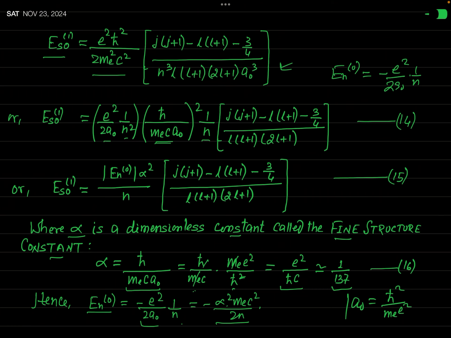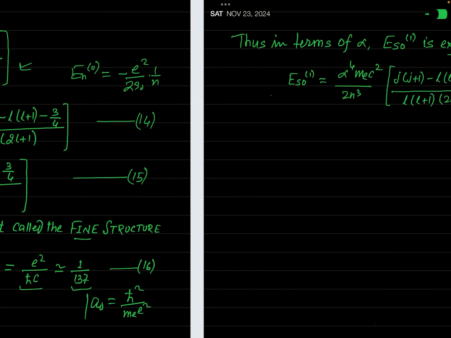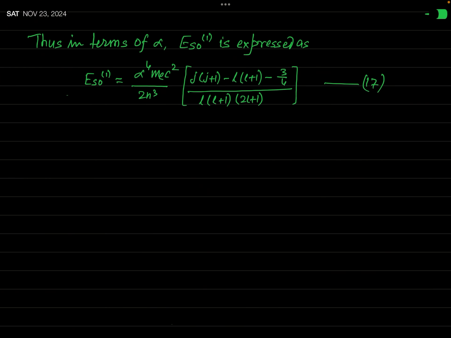So you can express E_SO1 in terms of the fine structure constant, and this expression will be like this: alpha to the power 4 m_e c² over 2n³ times this much. In this way we have calculated the spin orbit energy correction term to the first order.